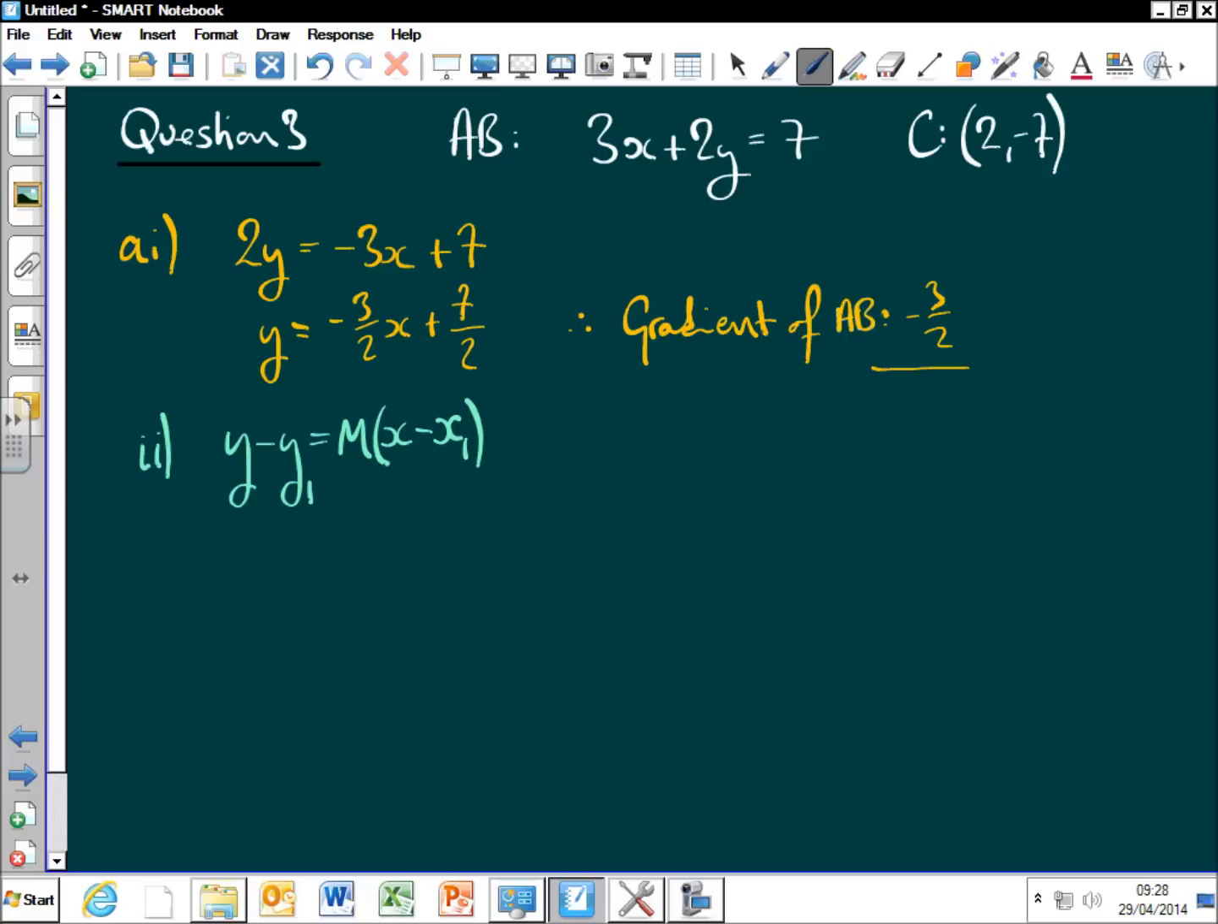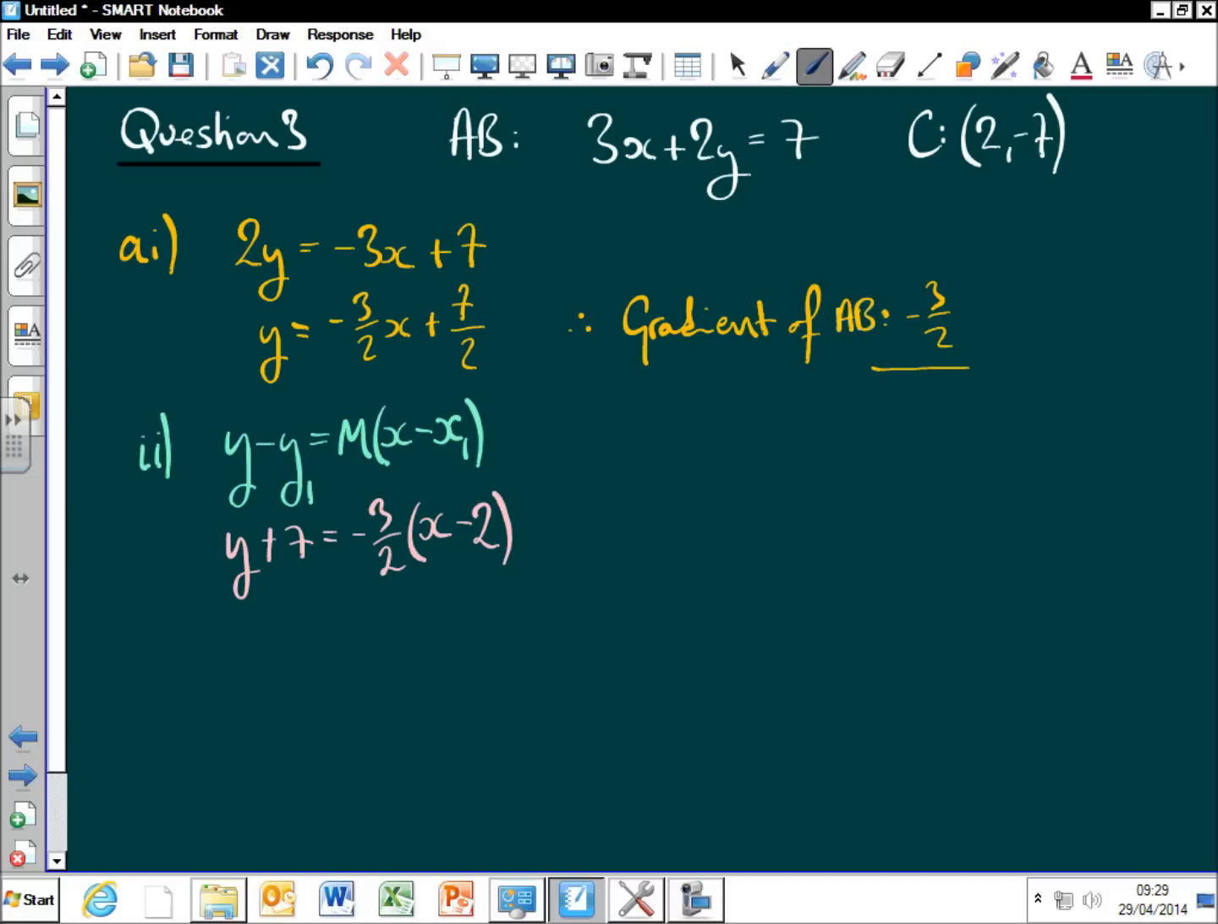So let's do that. We have y, and we're going to take away y1. y1 is going to be -7, so this is going to be plus 7 there. The gradient is the same as in the line we've just had, and then I'm going to put in x, and I'm going to take away 2. So that's the equation there of the second line, which is parallel but goes through that point. I'll rearrange it here for y equals again and have it in the same form as above.